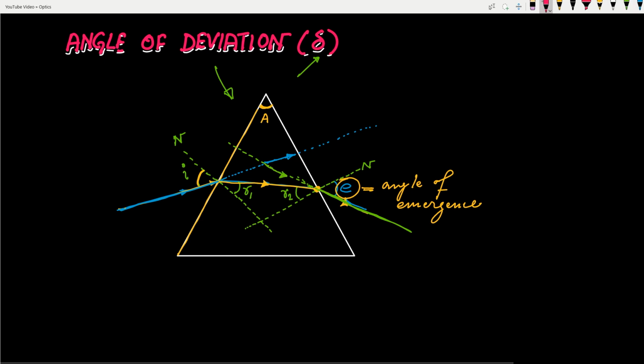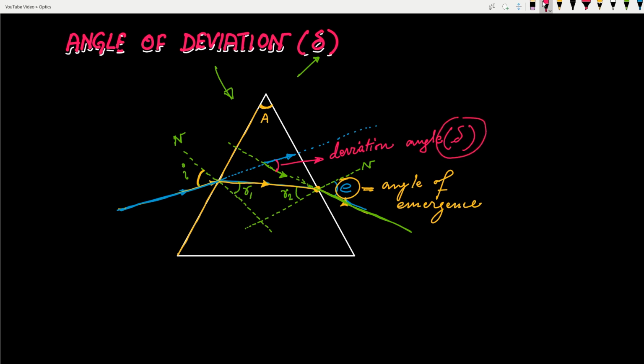Therefore we can say that the ray has deviated by this much. Okay, therefore this angle is known as deviation angle. I hope the concept is clear. It is basically saying by how much angle the ray has turned from the original path. That angle by which it has changed its path is known as angle of deviation, and it is denoted by delta. So our target is to find the magnitude of delta. Let's see how you can find that.